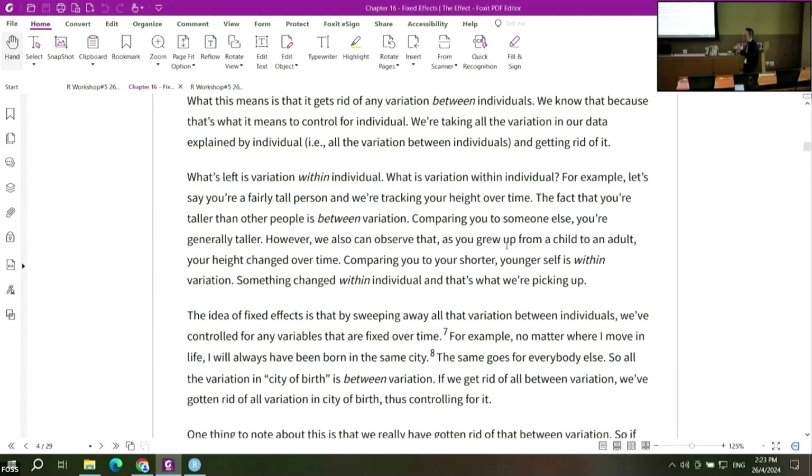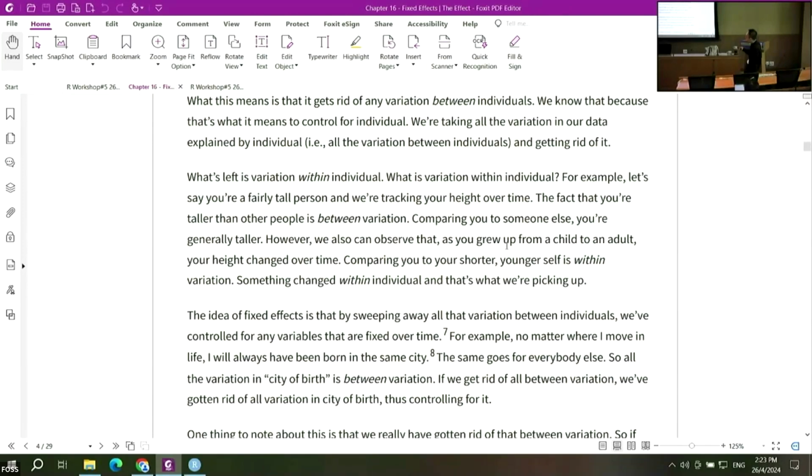So time, we call that time invariant in a way. For example, no matter where I move in life, I will always have been born in the same city. That's never going to change. The same goes for everybody else. So all the variation in the city of birth is between variation, okay?